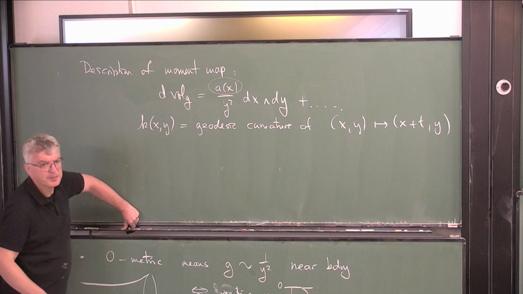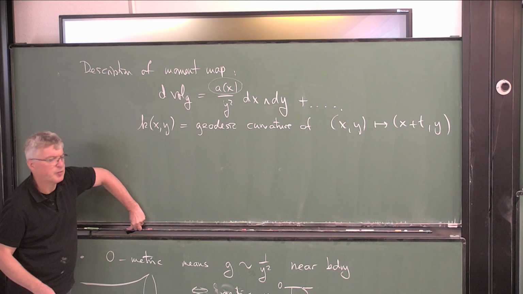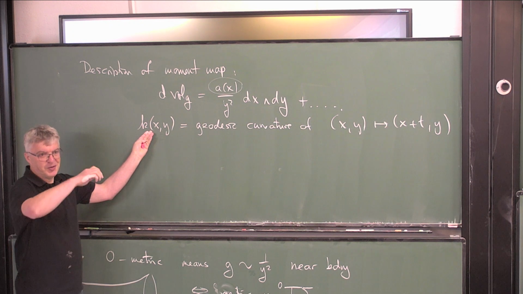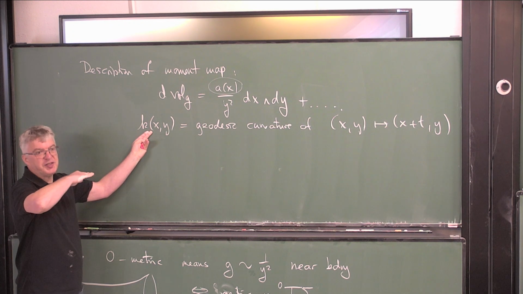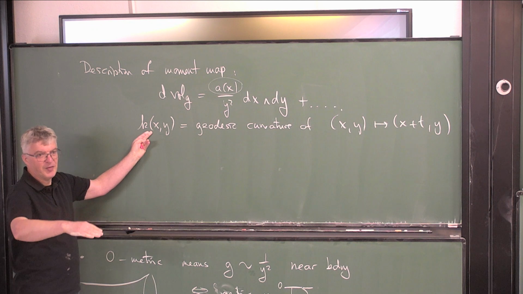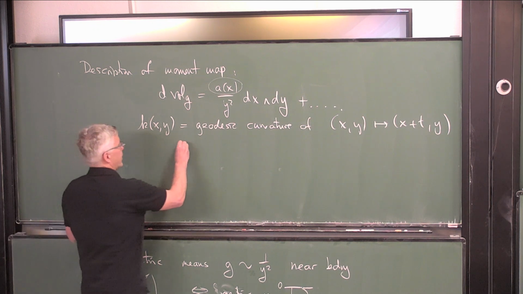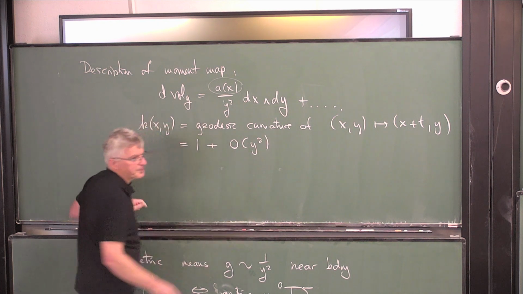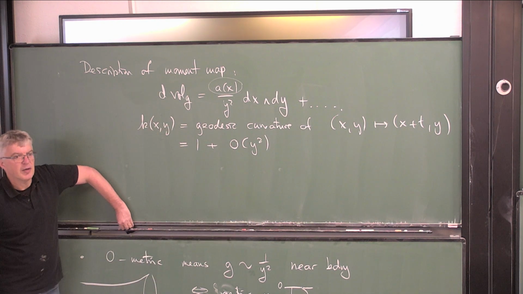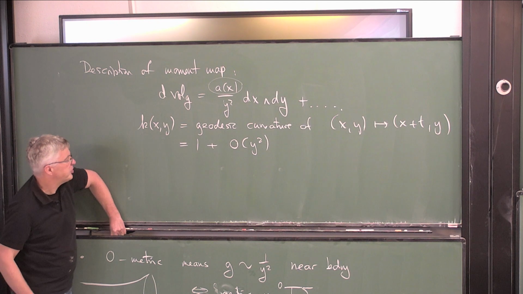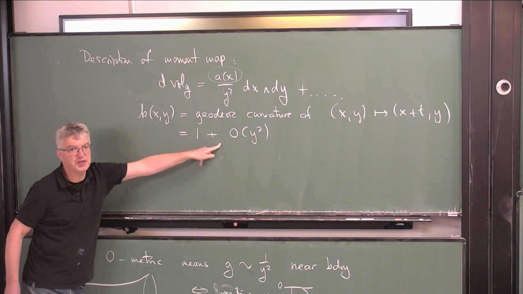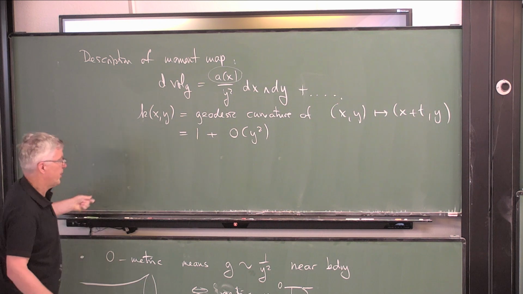It turns out, that's the calculation. Well, if you do this calculation, for example, in the upper half plane, the level sets y equals constant have geodesic curvature equal to 1. And in general, what happens is that this is 1 plus terms of order y squared. And so we can define a function. We take k minus 1 and then take the coefficient of y squared.